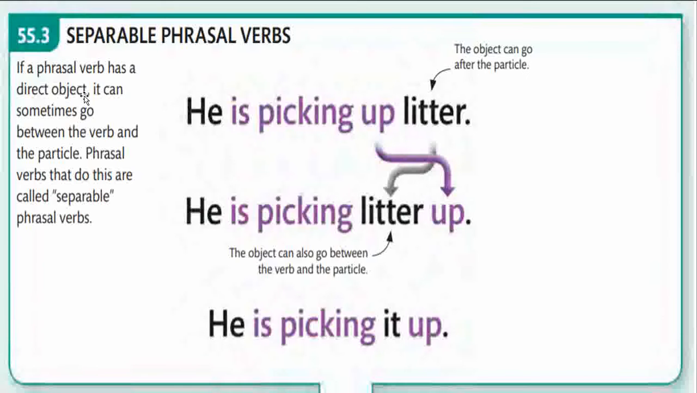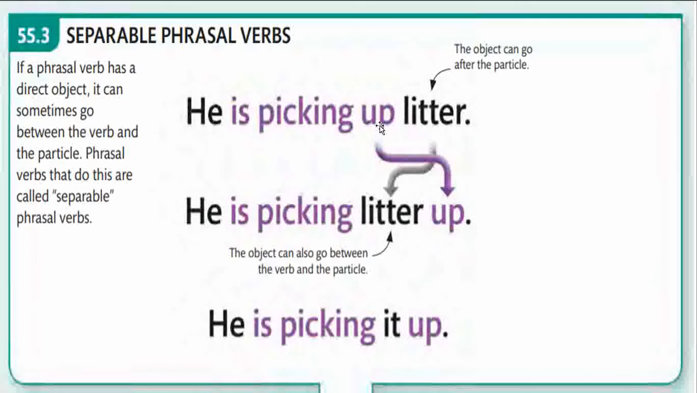If a phrasal verb has a direct object, it can sometimes go between the verb and the particle. Phrasal verbs that do this are called separable phrasal verbs. Now, these phrasal verbs that split open and allow an object to sit in between are known as separable phrasal verbs. Let us see the constructions that we have before us.